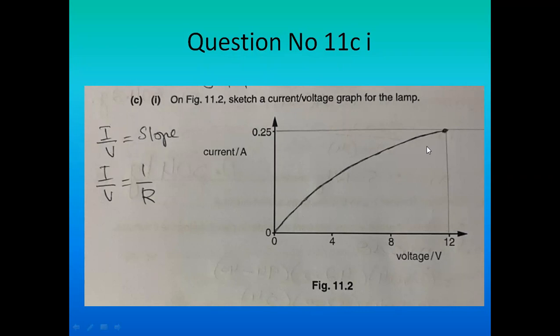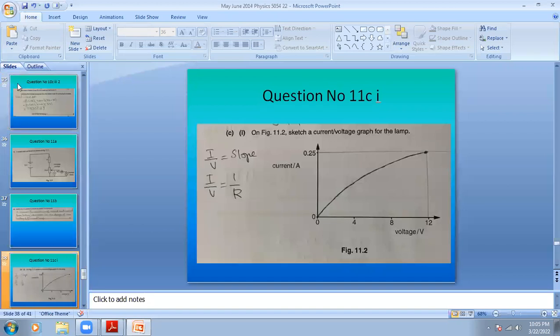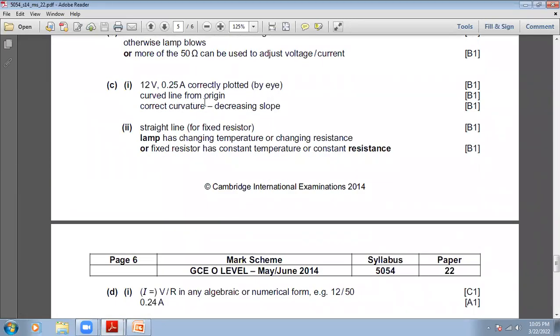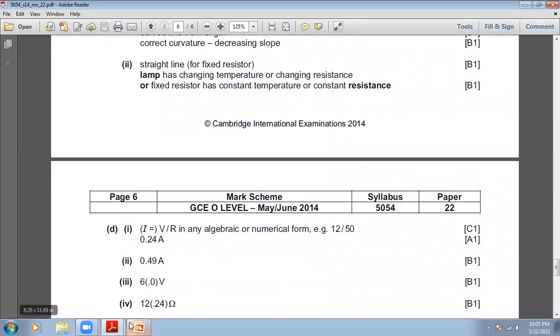Never forget this diagram and the positioning of the current on the y-axis and the voltage on the x-axis. And what does the slope represent? Hopefully you understand. The marking scheme for C part says: correct curved line from origin, correct curvature, decreasing slope. So our answers are right.